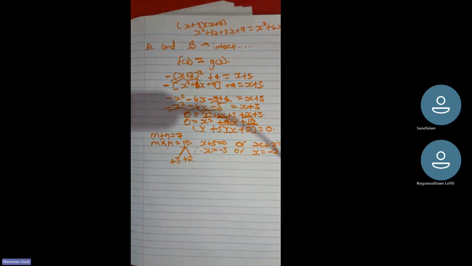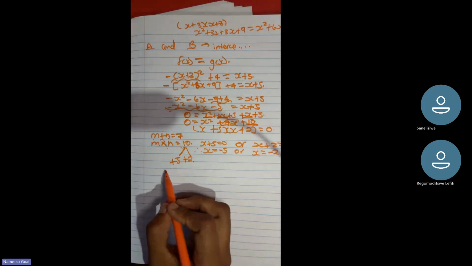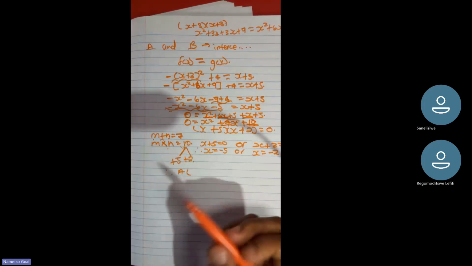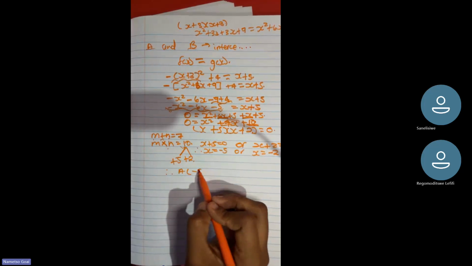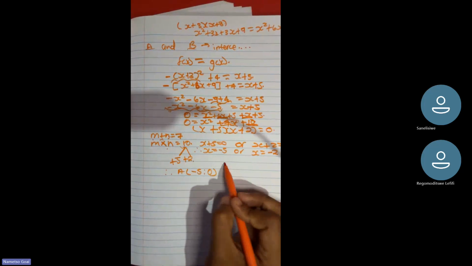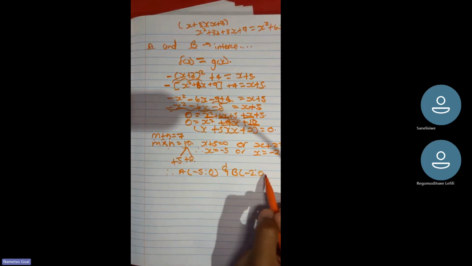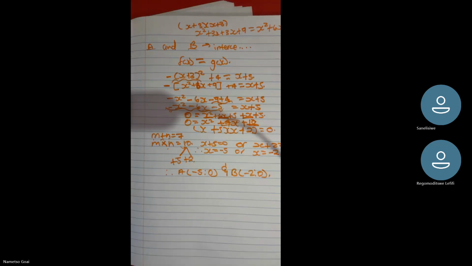And remember that they said we should specify which one A will be. So we're going to say, therefore, A will be the one furthest, so A will carry the negative. It will be negative 5 and 0. And B will be negative 2 and 0. Right?